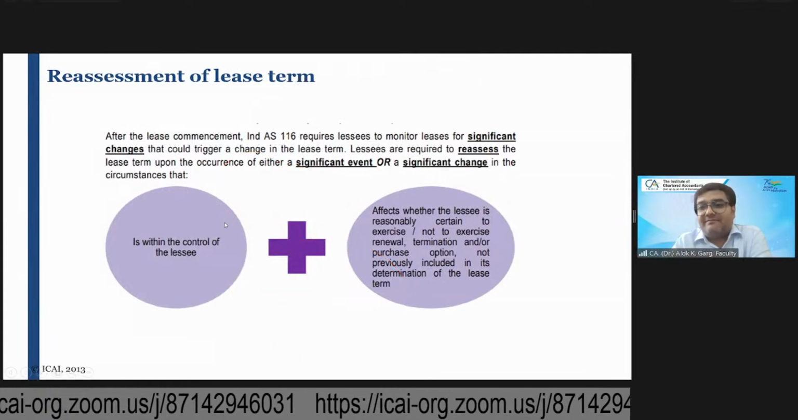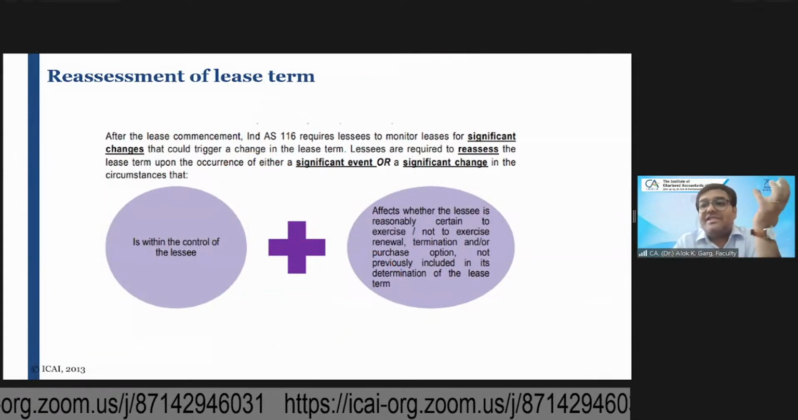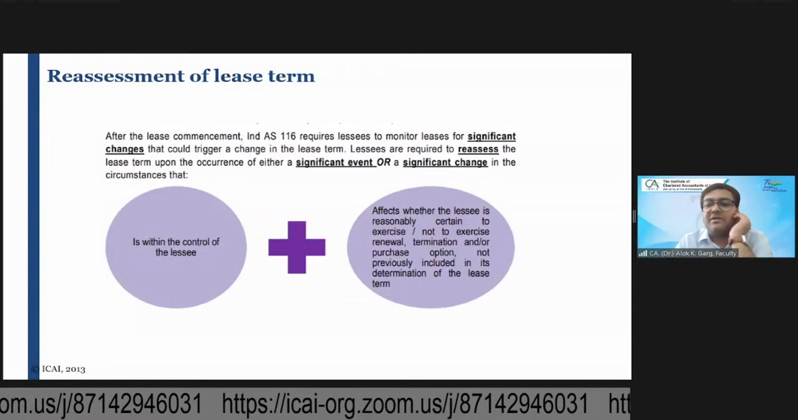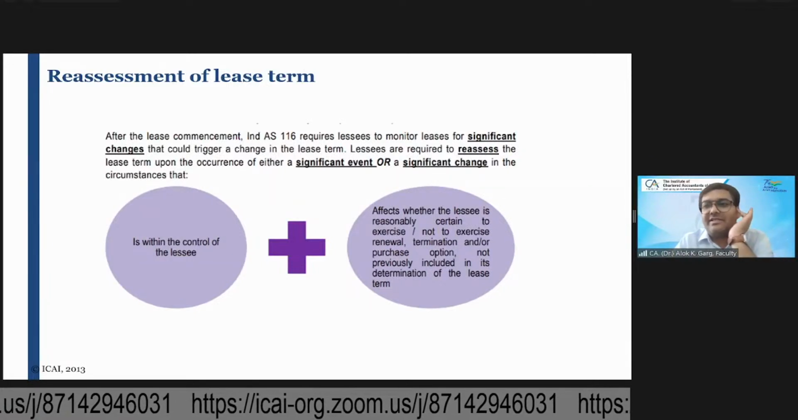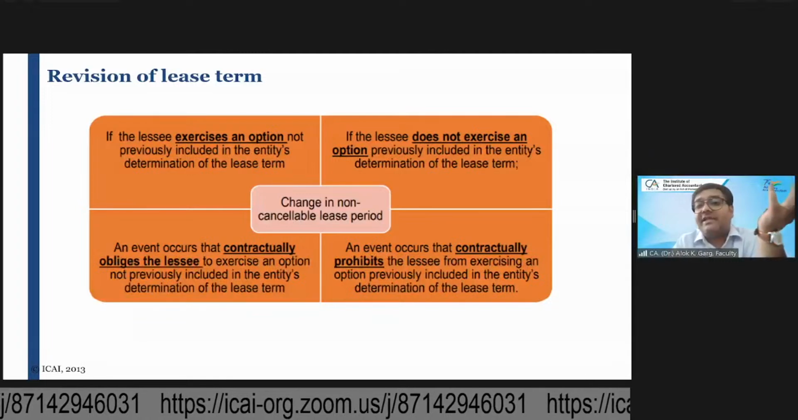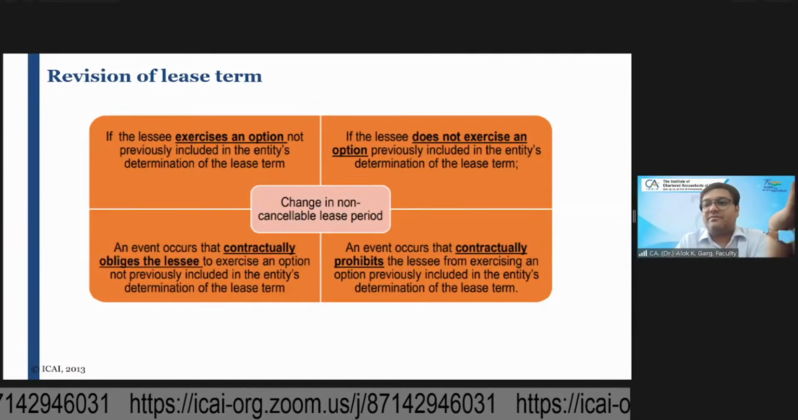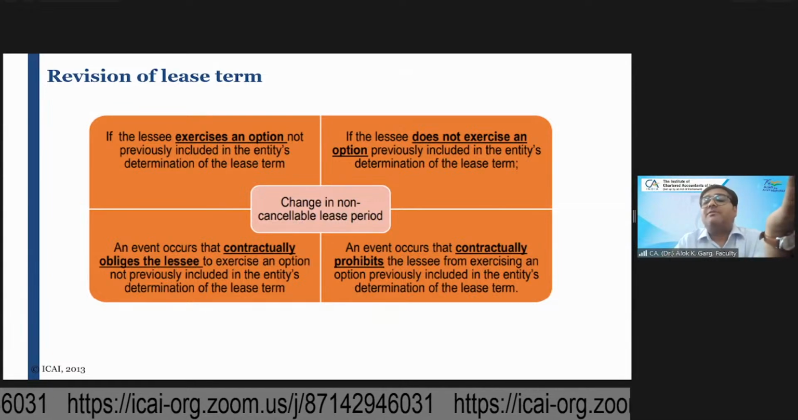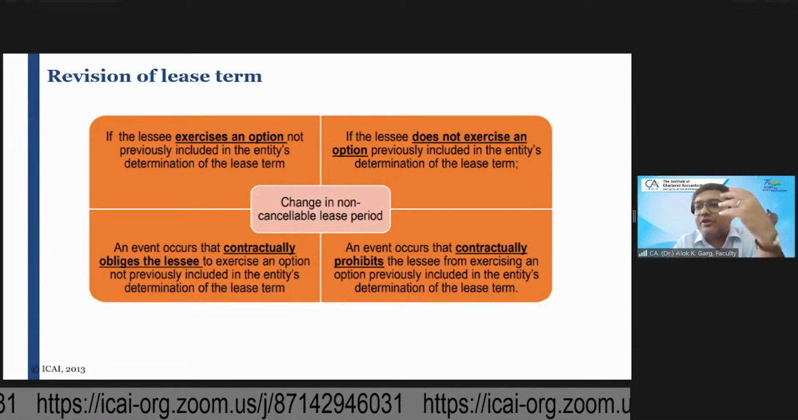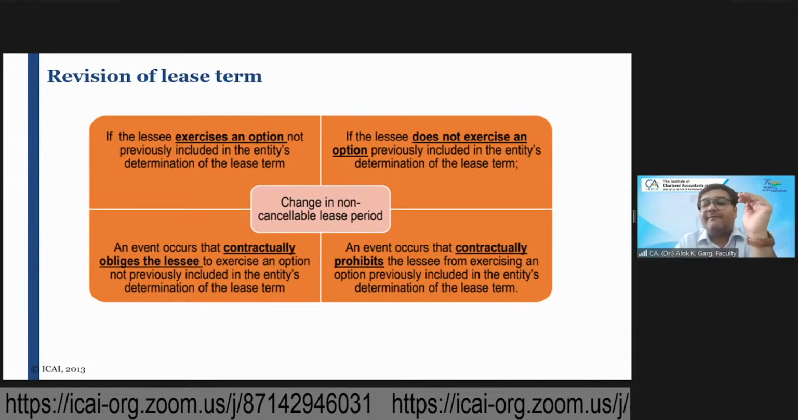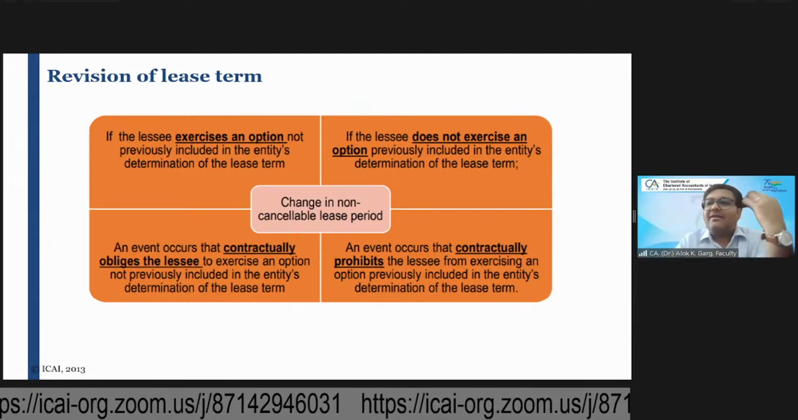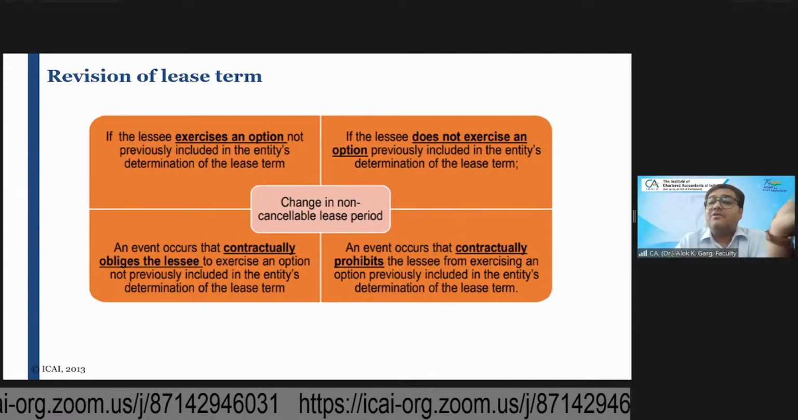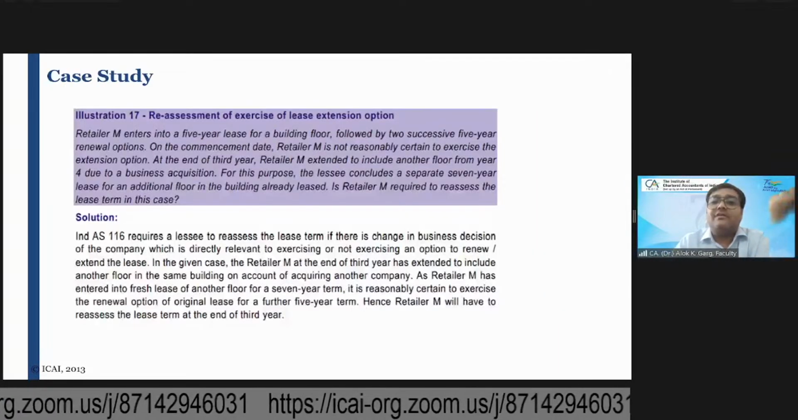And if there are significant changes which require a reassessment of the lease term, the lessee is required to reassess the lease term. The lessee has to reassess whether the optional renewal period he was talking about is reasonably certain. The optional termination period the lessee was talking about, is he still not going to terminate the contract? Is it the same thing? Or vice versa? Earlier, the lessee was not considering the renewal option. Now he wants to consider the renewal option. In that case, the lease term will be revised.